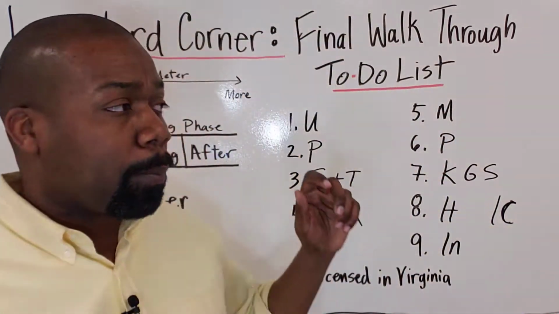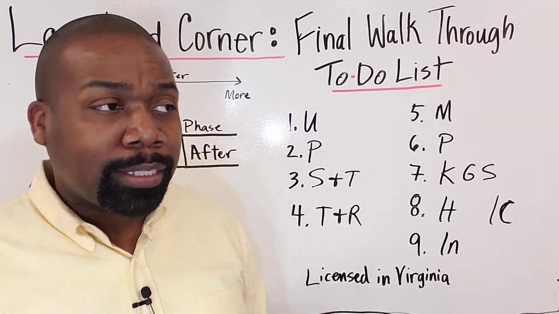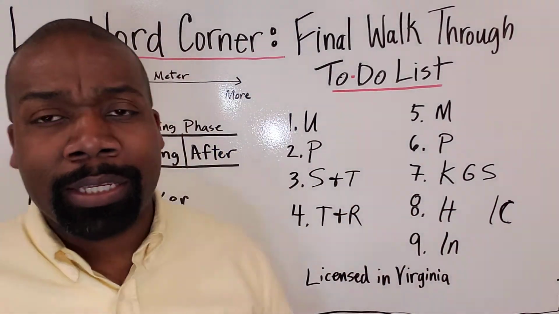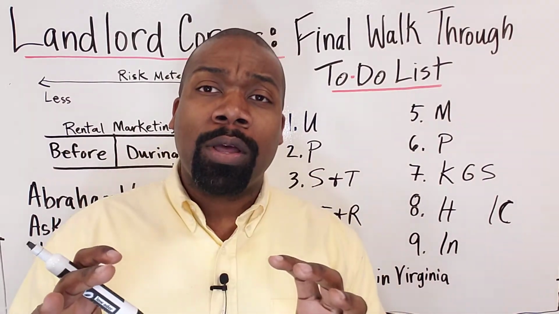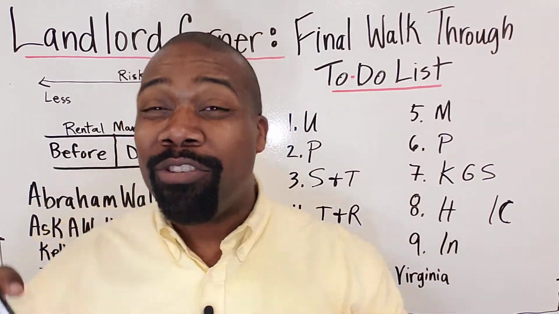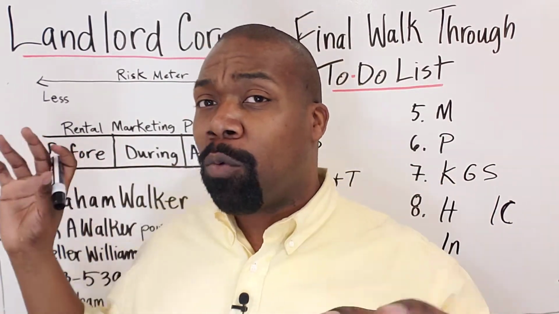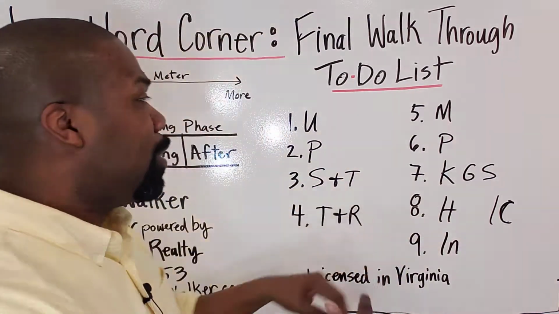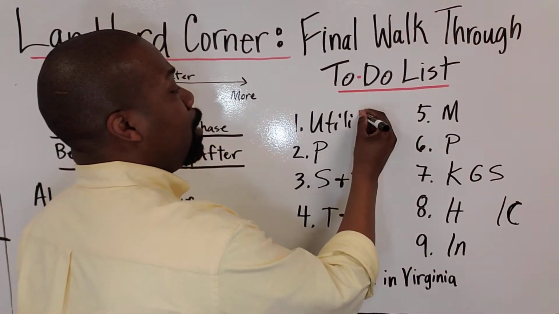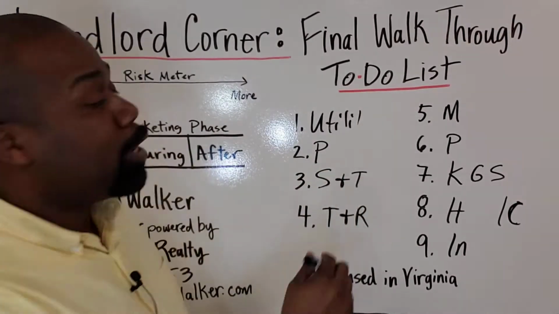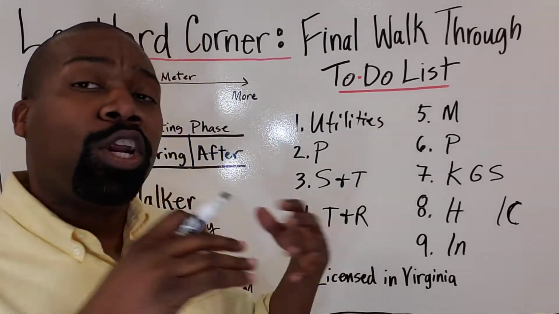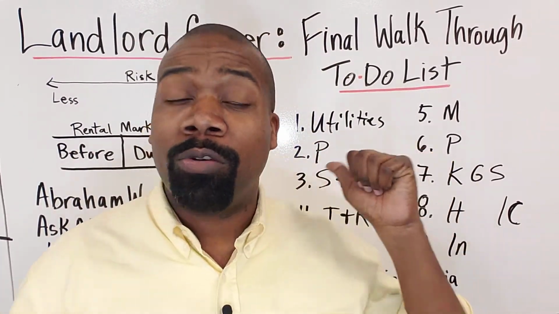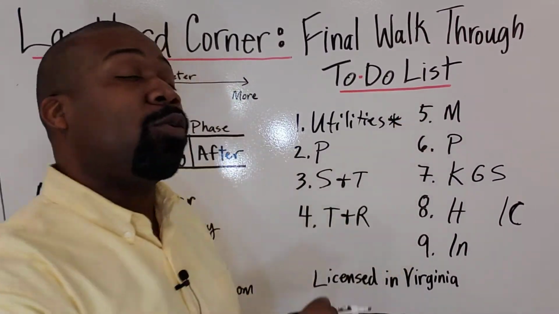Now, let's get into our to-do list. The first item on the to-do list should be done before we get to this stage, and there really wasn't a place in this series, if you've been watching this series for DIY landlords, where we should put this. This is where you're going to look at the utilities, right? We want to transfer the utilities to the tenant. This should happen before the final walkthrough.